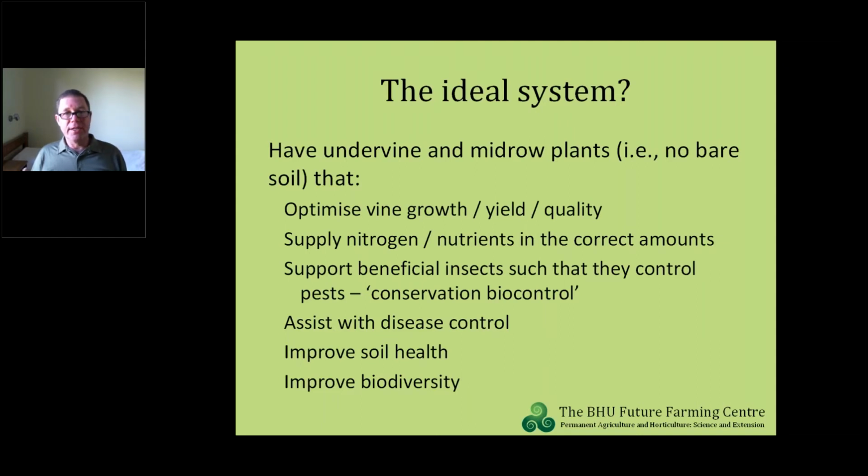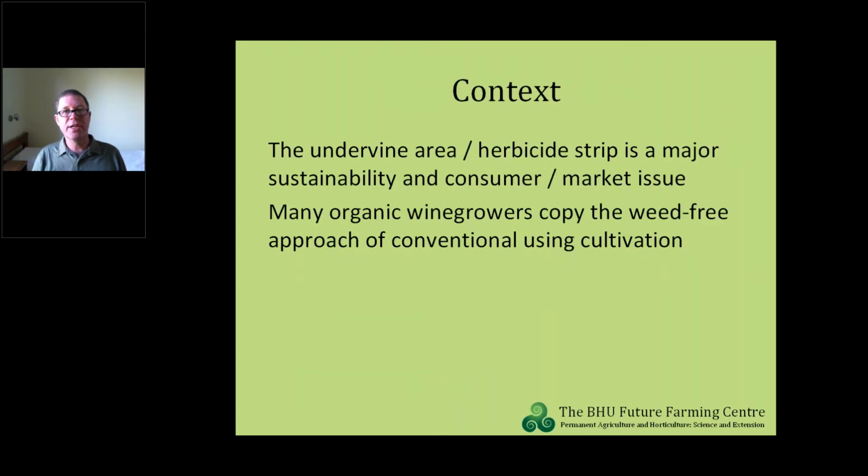So for me, the ideal system is we have plants across the vineyard floor, both under the vine and in the mid-row, that are going to improve vine growth and health, supply nutrients, particularly nitrogen, provide what's called conservation biocontrol, assist with diseases, improving soil health and improving biodiversity as well. So this is the package that I want our evolving vineyard floor management to achieve.